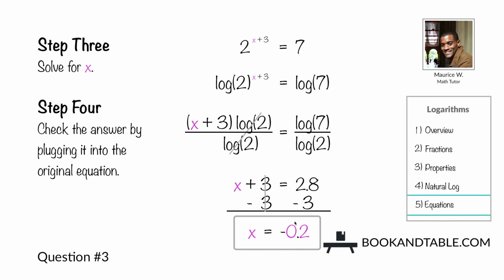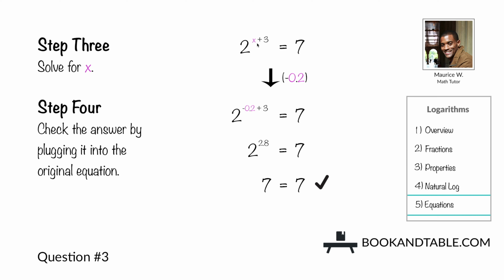And we can check this answer by plugging it into the original equation for x here in the exponent. When we do so, that gives us 2 raised to a power of negative 0.2 plus 3 is equal to 7. And negative 0.2 plus 3 is equal to 2.8. And 2 raised to a power of 2.8 is equal to 7, confirming that this was the correct answer for x, negative 0.2.